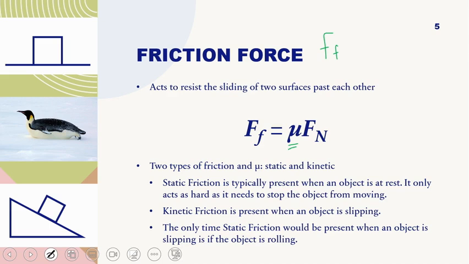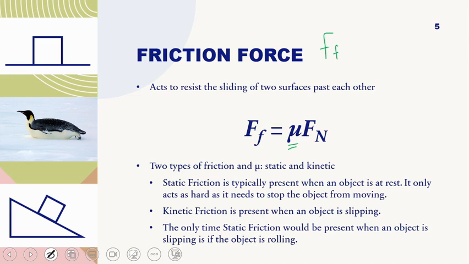If there's a lot of friction between the surfaces, like if they're coated in sticky honey, mu will be closer to 1. In fact, it can even be more than 1. But if there isn't a lot of friction between the surfaces, like if it's a box sliding on ice, mu will be closer to 0.